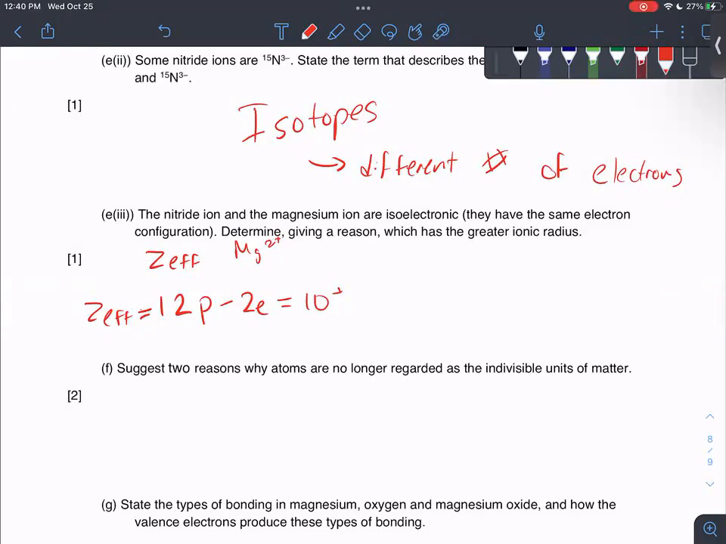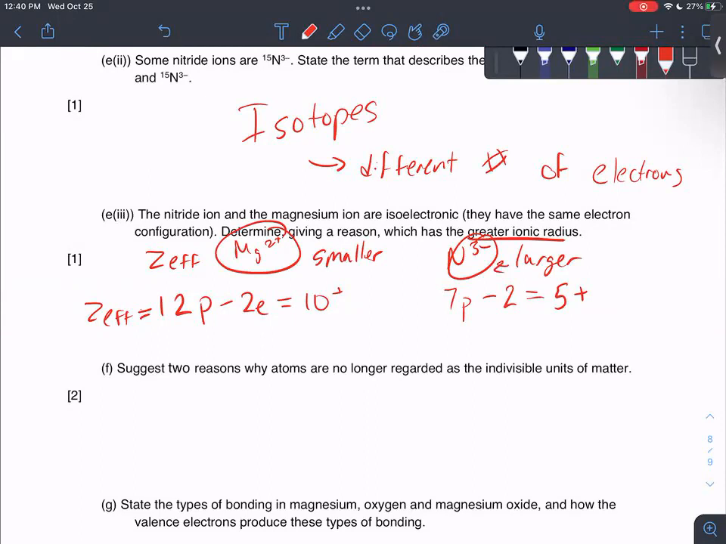When we do the same thing for nitrogen, which is 3 minus, we still have 7 protons, minus the inner electrons, which is only going to be 2, but that's a Z effective of 5 plus. They're feeling almost half the force of the nucleus. Therefore, they're going to be further out. So magnesium is going to be smaller, meaning nitrogen is going to be larger. So greater ionic radius, it's going to be the nitride ion.